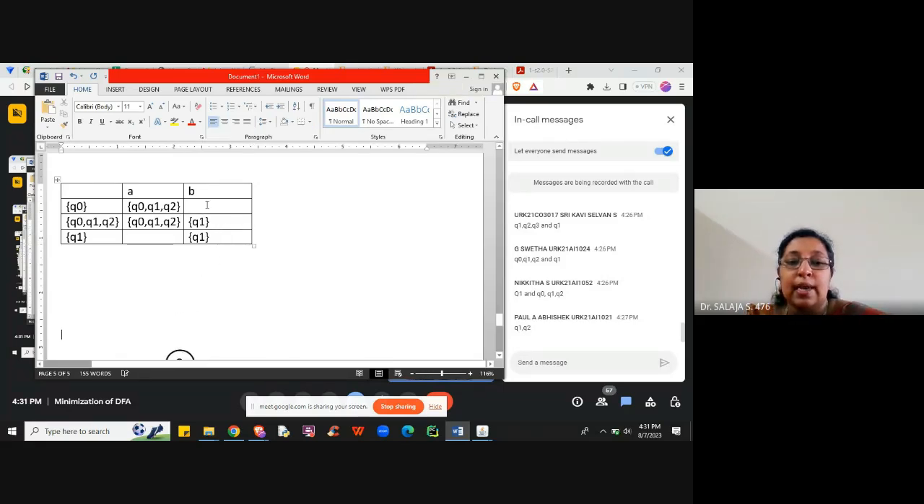Now tell me, can I minimize any state over here? You have three states. Q0 is one state, Q0, Q1, Q2 is another state, and Q1 is another state. Can I do a minimization here? Yes or no? Tell me whether minimization is possible on the given transition table. Yes or no in the chat box, please.